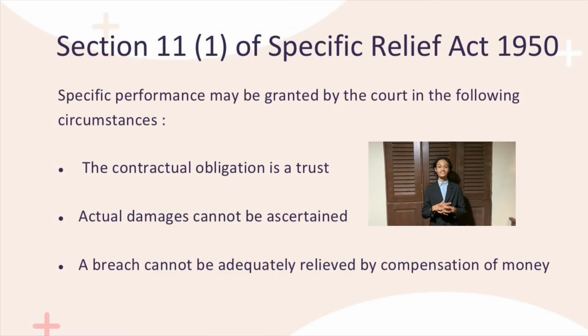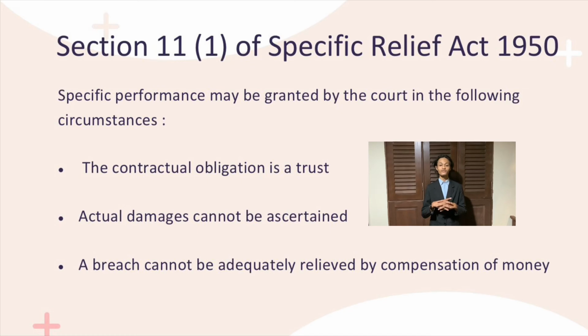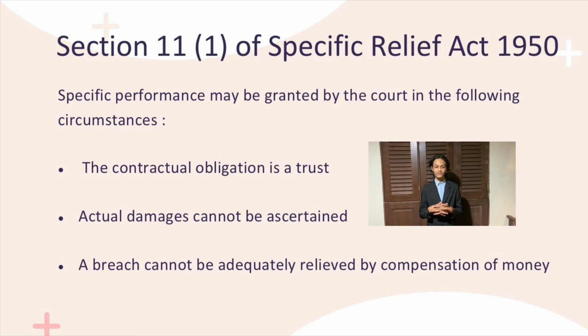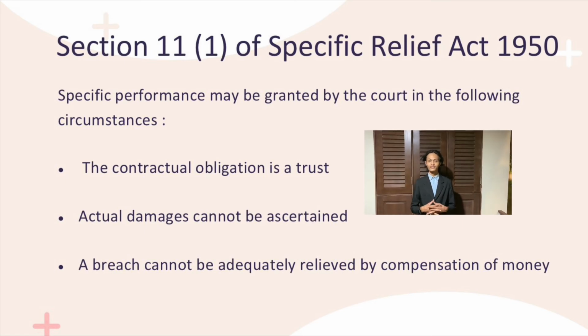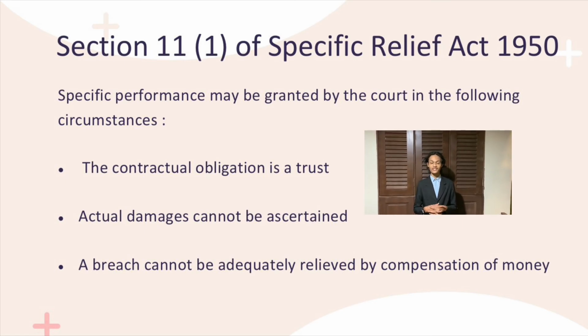So next is section 11(1) of the Specific Relief Act 1950. Specific performance may be granted by the court in the following circumstances. The first one is the contractual obligation is a trust. Second one is actual damage cannot be ascertained. And the last one is a breach cannot be adequately relieved by compensation in money.